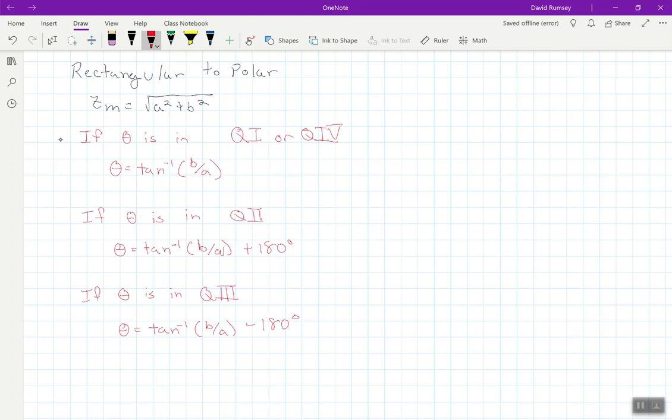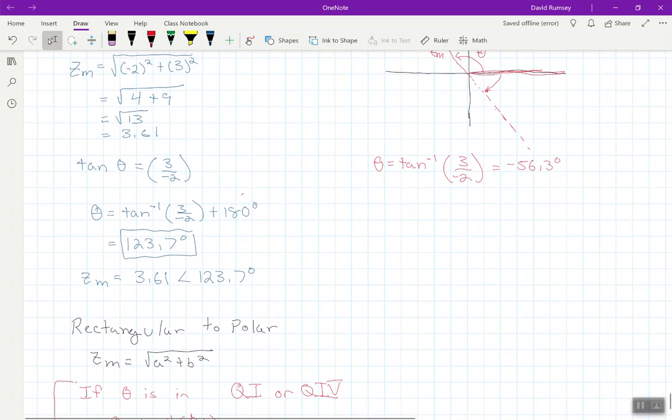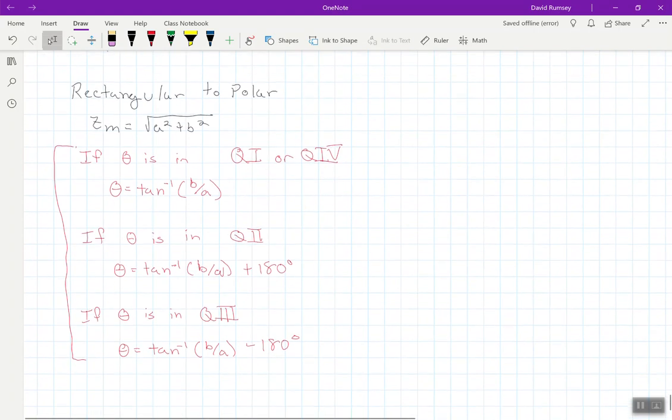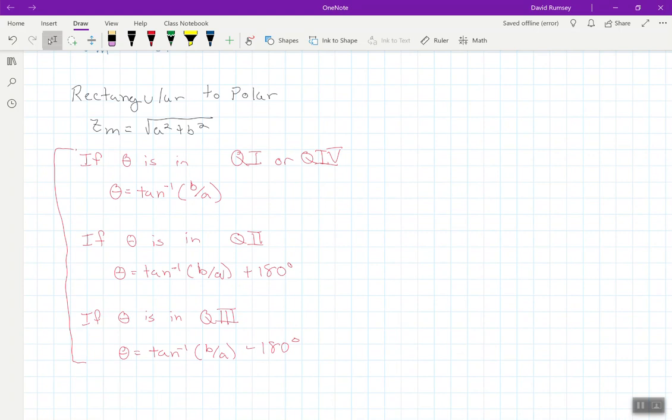So sometimes people find this useful, just to have this in their notes or in their list of formulas. You still have to plot where the point is, so you know which one of these formulas to use for theta. But this can sometimes help you, so you don't have to necessarily think, okay, do I add 180 or do I not add 180? It's purely based off of what quadrant you're in.